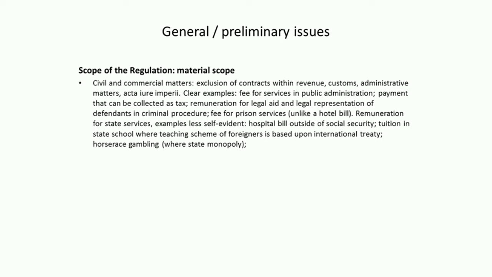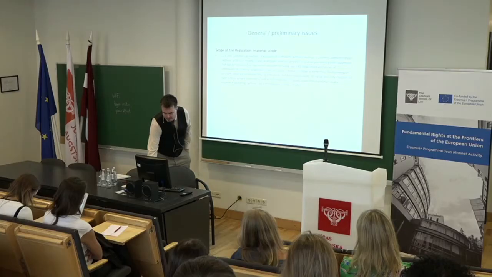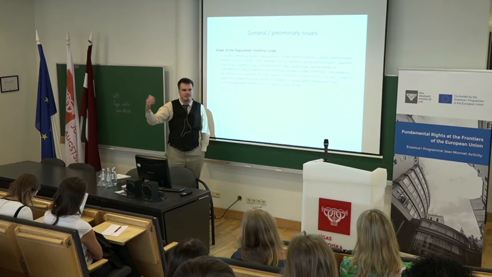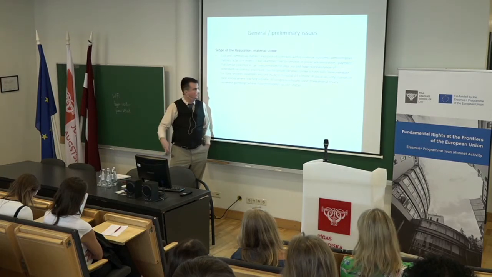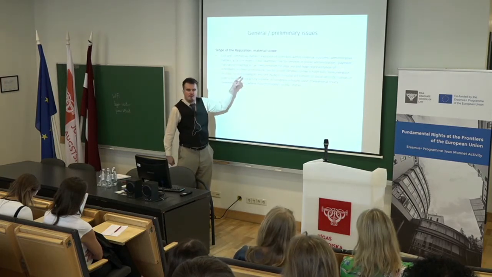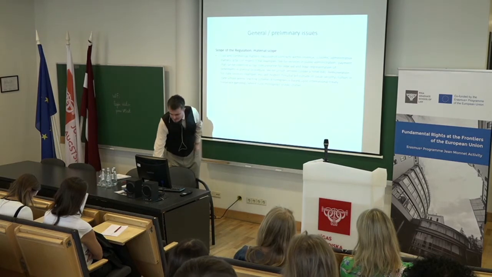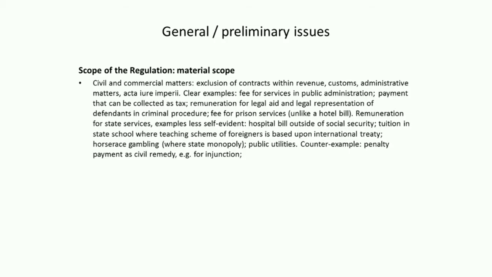It depends on national law then. Use of public utilities: typically we think it's consumer protection, a consumer contract, but it's not under the scope, so you cannot really apply the rules of jurisdiction. Counter example, penalty payment, a civil remedy, for example for breach of an injunction, whether it's against a consumer or by a consumer against a trader. In case law, this is considered to be a civil and commercial matter, even if the nature is criminal. I'm sorry, I need to stop here now.